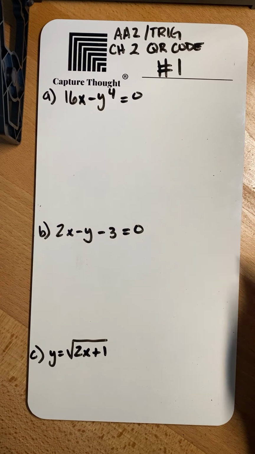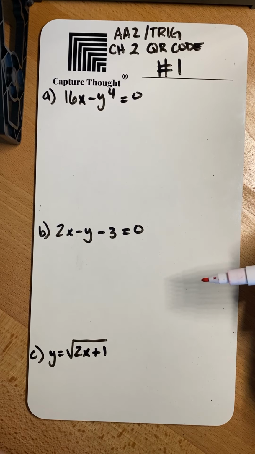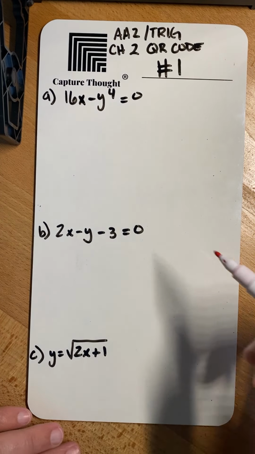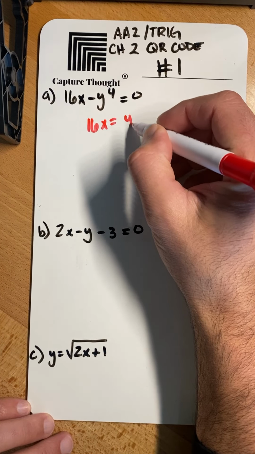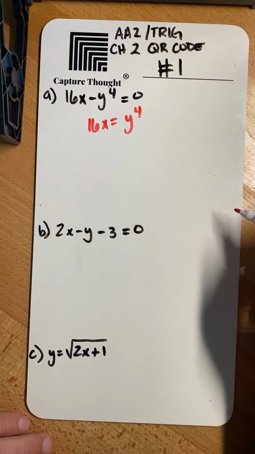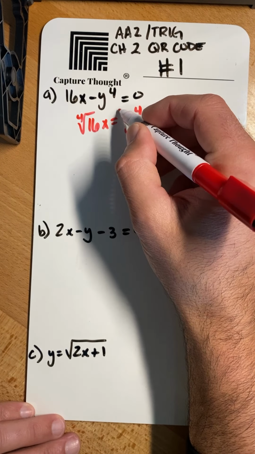So number one on the QR code review is asking us to determine whether or not each of these equations represents y as a function of x. So the first thing that you want to do is get y by itself. In this case, I would do 16x is equal to y to the fourth. And then from here, I want to get y by itself. So I'm going to take the fourth root of each side.